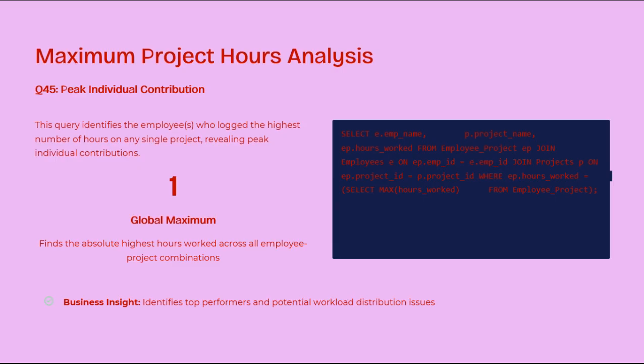Next is peak individual contribution. This query identifies the employees who logged the highest number of hours on any single project, revealing peak individual contribution. It finds the absolute highest hours worked across all employee-project combinations. It identifies top performers and potential workload distribution issues. The query is on the right section.